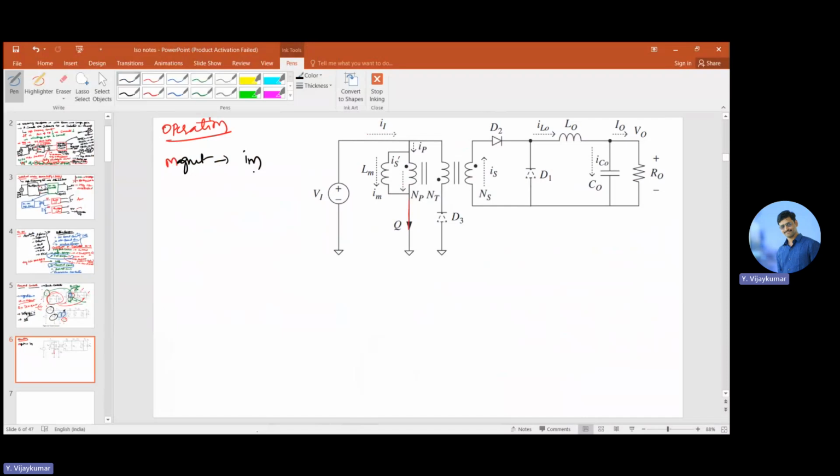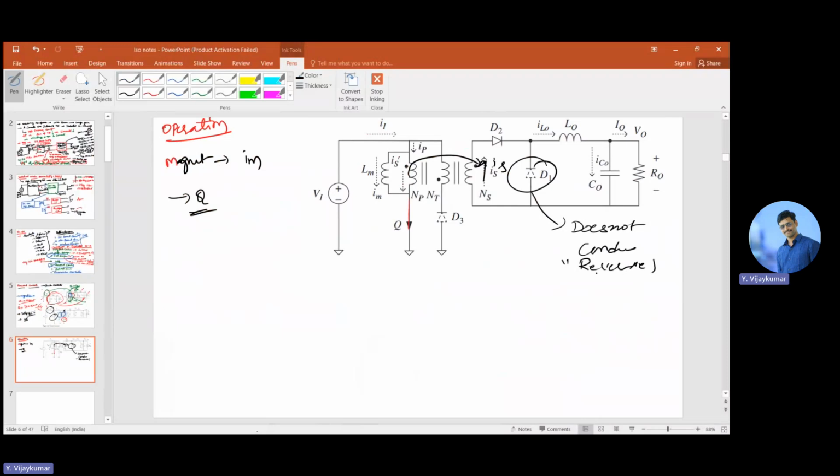The flux is linking with the secondary winding, so the secondary winding current IS is also flowing by transformer action. In this case, when the primary is magnetized, there is no current flowing through the tertiary winding when the switch Q is closed, and the diode D1 is in reverse bias. That means it is not conducting.